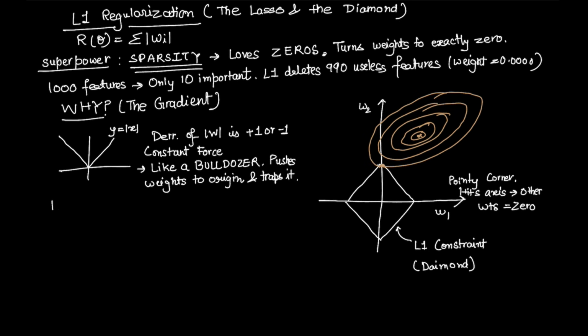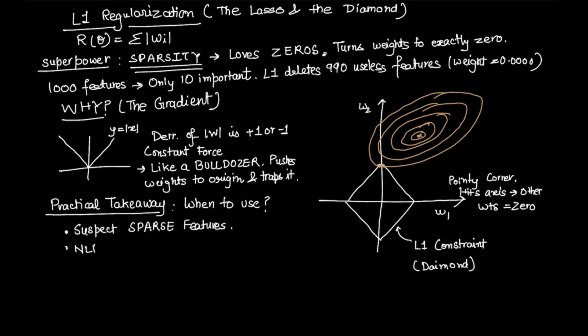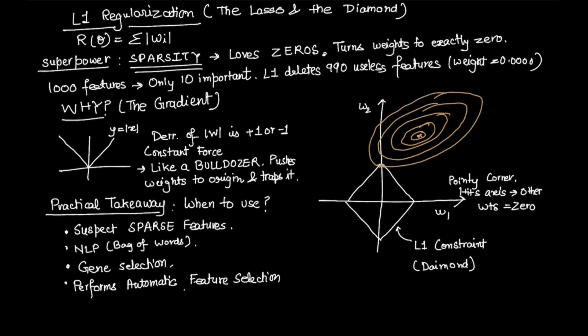So what is the practical takeaway? When do you use L1? You use it when you suspect sparse features. If you're doing NLP with bag of words, where most words don't appear in the document, or gene selection, L1 is your best friend. It performs automatic feature selection for you. It simplifies your model by killing the dead weight.